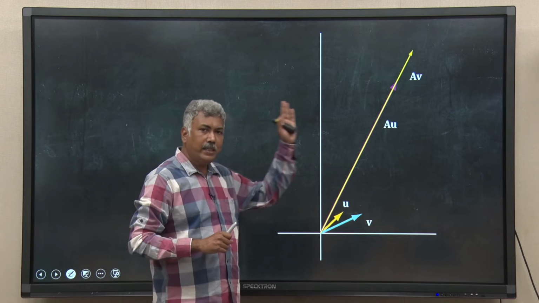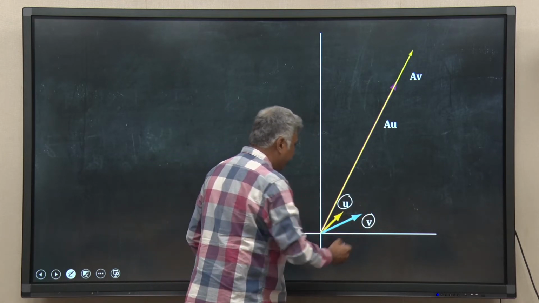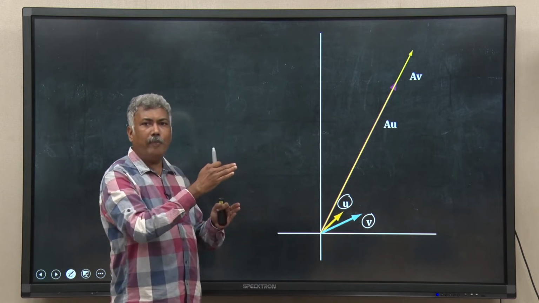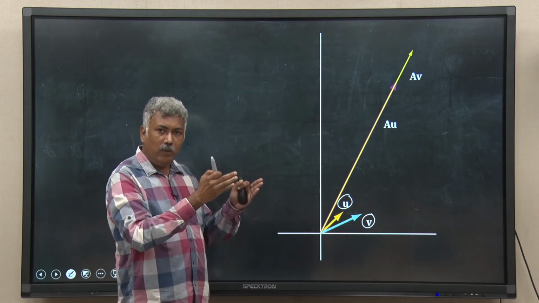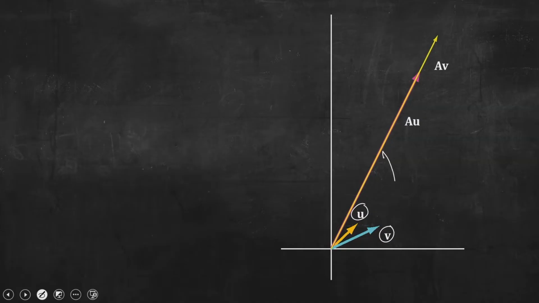This is again my same 2-dimensional space. I have u and v, the original vectors. When the linear transformation has happened by A, I got the new vectors Au and Av. You can see both of them are now on the same line, right, the same line.